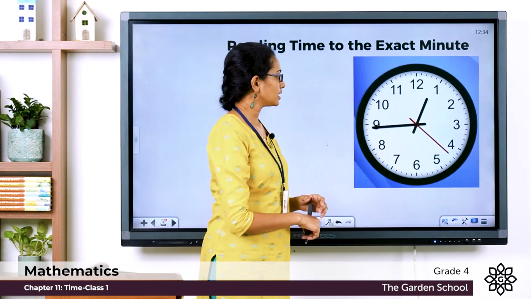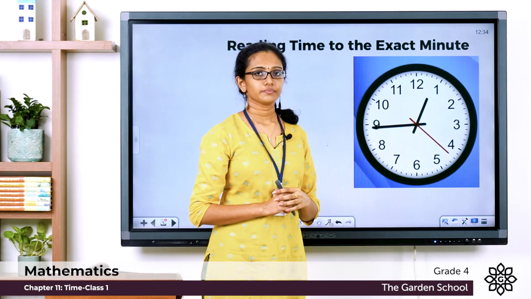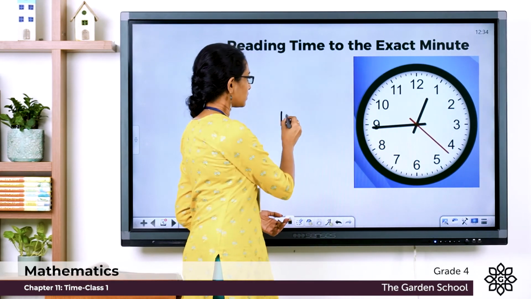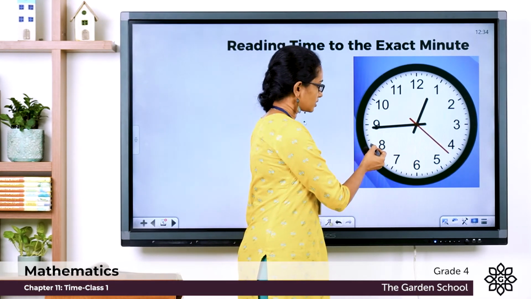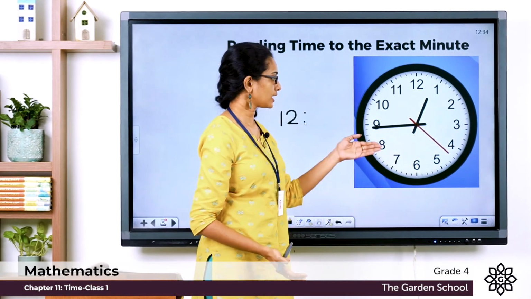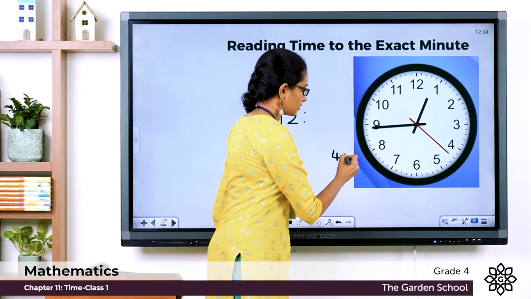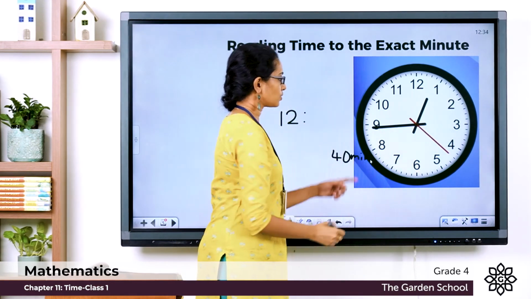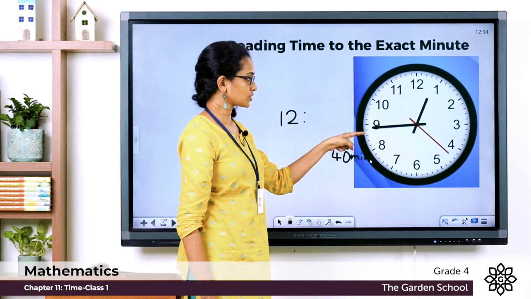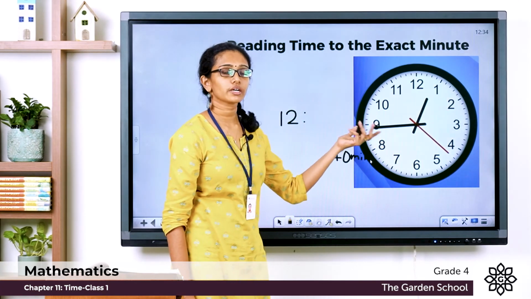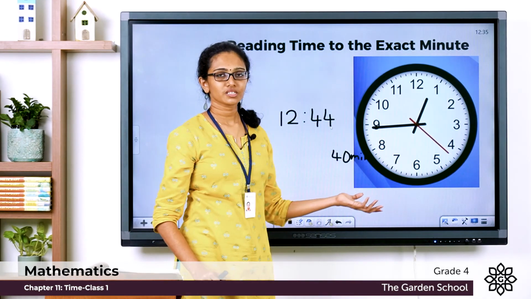We'll see one more example. Here you can see the hour hand is between 12 and 1. So the hour is 12. And what about the minute hand? The minute hand is on the 1, 2, 3, 4th division between 8 and 9. So at 8 the time is 40 minutes. So the first division after 8 is 41 minutes, 42 minutes, 43 minutes, and the fourth division means it is 44 minutes. So here the time is 12:44. So I hope this is clear to you.